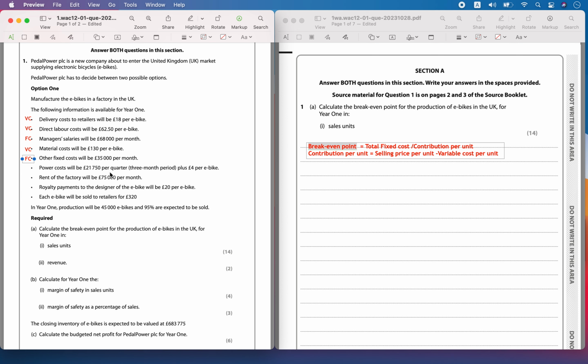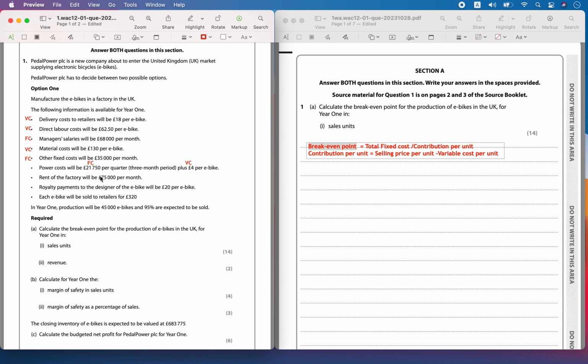Next, power cost will be 21,750 per quarter, a 3-month period, plus £4 per e-bike. Here we can see some of the cost is fixed: for a 3-month period this is the cost amount, plus there is a variable quantity which is dependent on the number of e-bikes sold. So this has both a fixed cost as well as a variable cost.